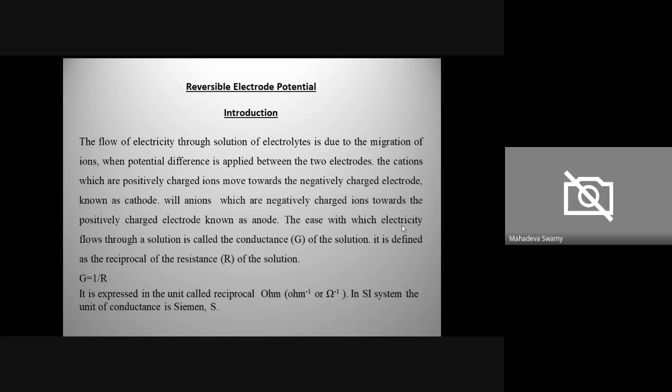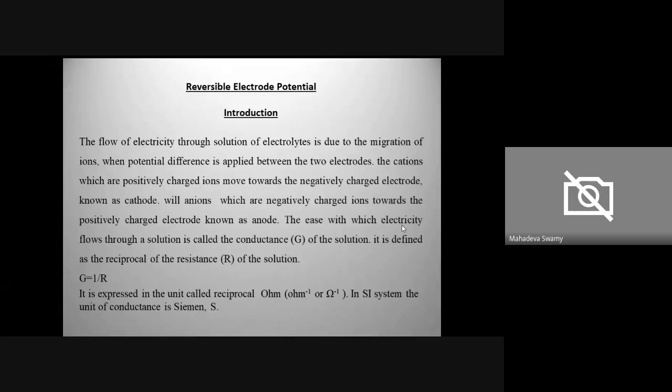Here, just see, the flow of electricity through a solution of electrolytes is due to the migration of ions. When a potential difference is applied between the two electrodes, the cations, which are positively charged ions, move towards the negatively charged electrode known as the cathode, while anions, which are negatively charged ions, move towards the positively charged electrode known as the anode. This is the complete fundamental of electrochemistry. The ease with which electricity flows through a solution is called conductance.